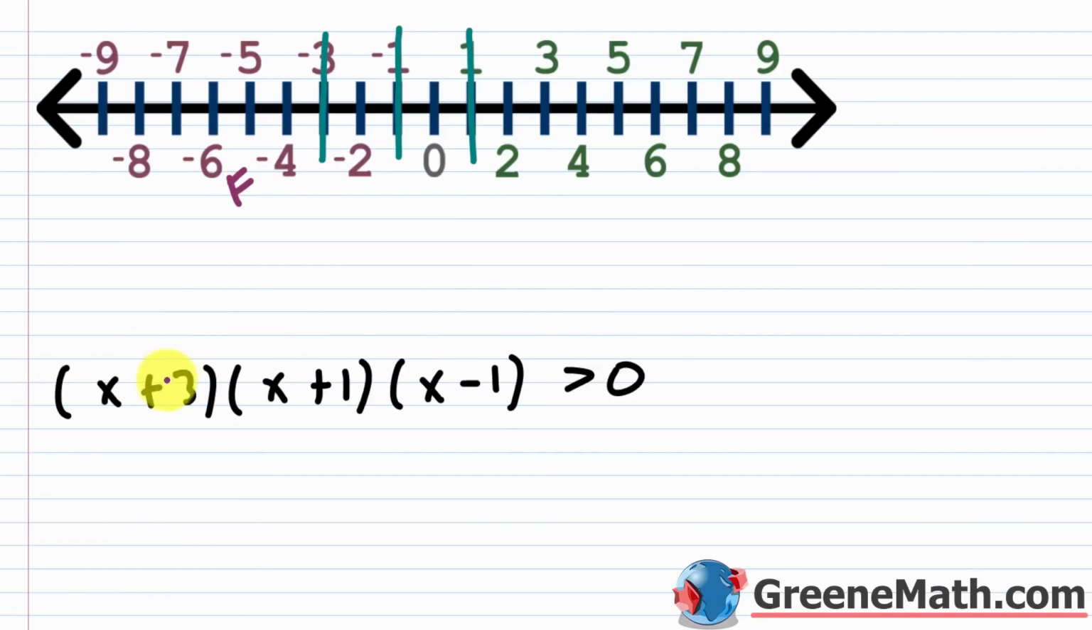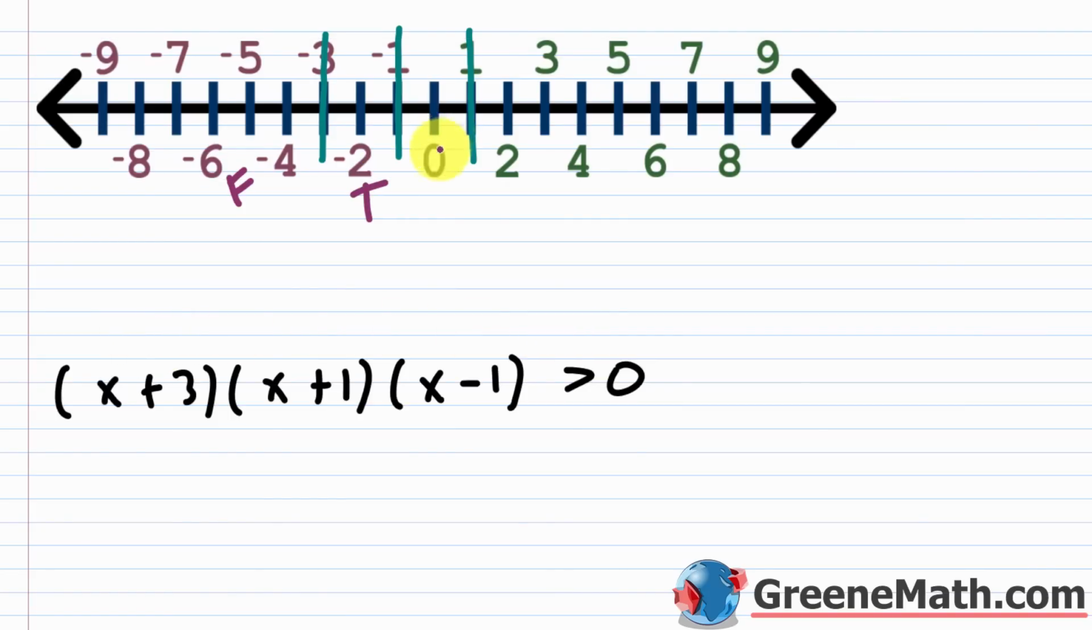Well, -2 + 3 is +1, so this is positive. And then these are both going to be negative. -2 + 1 is going to be -1, so this is negative. And then -2 - 1 is -3, so this is negative. Negative times negative is positive. Positive times positive is positive. So this is true, right? A positive is going to be greater than 0.